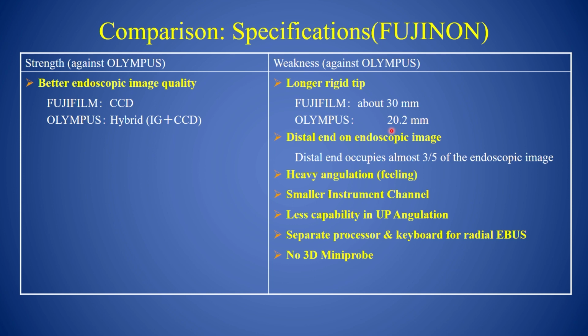So if we compare Fuji scope with the Olympus, points favoring the Fujifilm scope would be a better endoscopic image quality as compared to Olympus. However, the negative aspects would be the rigid distal tip is longer with the Fujifilm scope. The distal end occupies a significant extent of the endoscopic image. It is a smaller instrument channel, decreased up angulation capacity. You need a separate processor for radial EBUS and a separate keyboard.